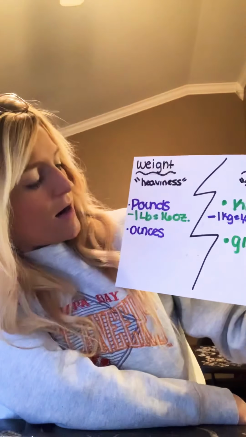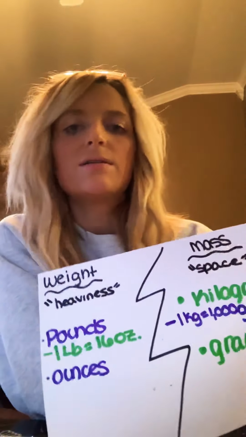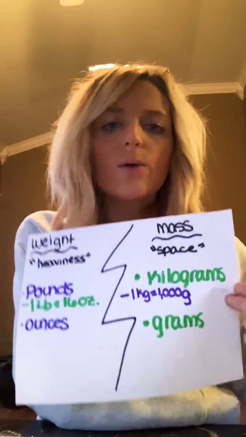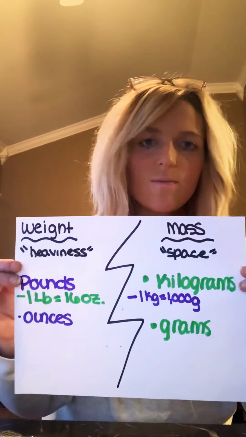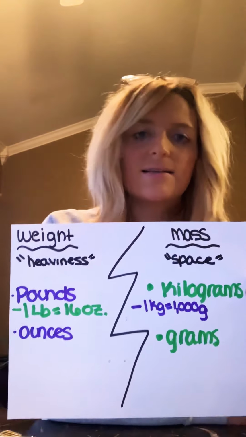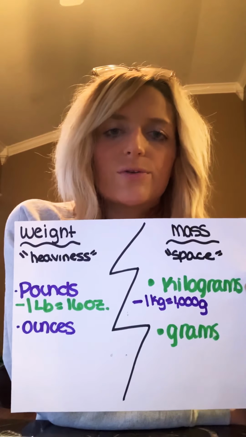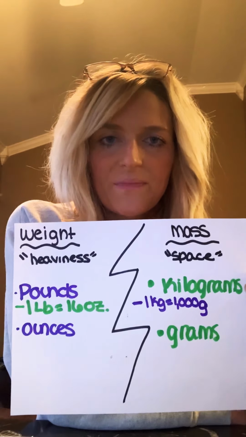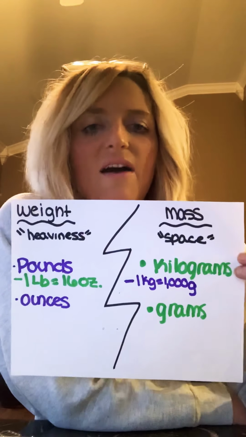In 1 pound, there are 16 ounces. We're only working with pounds and ounces. Are there other ways to measure weight? Yes, but we're just going to be worrying about those two today, pounds and ounces. And then on the other side, we have mass.